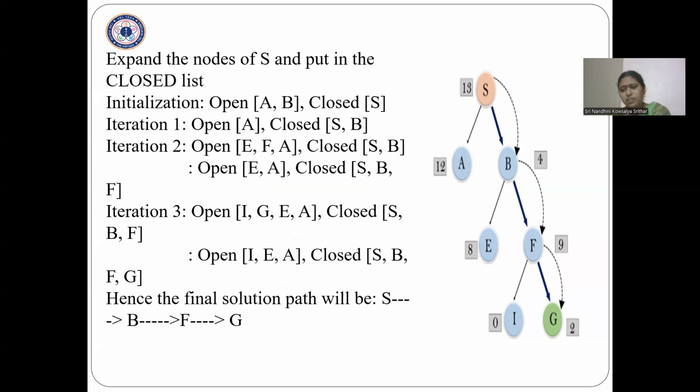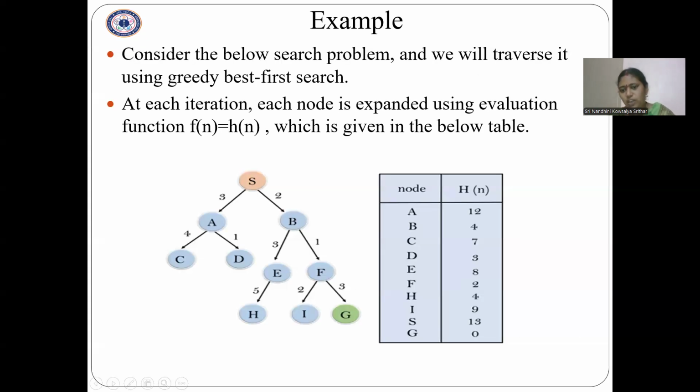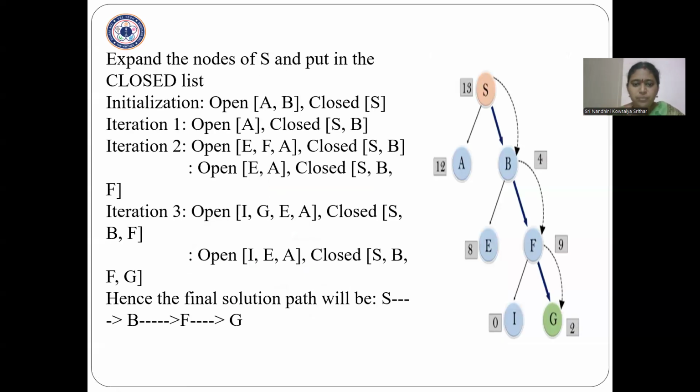Again from F, we have I and G. For I, we have the heuristic value 9. For G, we have 0. Because G is the goal node, from the goal node to the goal node itself, the heuristic value is 0. So we find G. Then we put G in closed. Open is not the solution of the particular problem; closed is the solution. In closed we have S, B, F and G. So this is the solution path from root node to goal node.